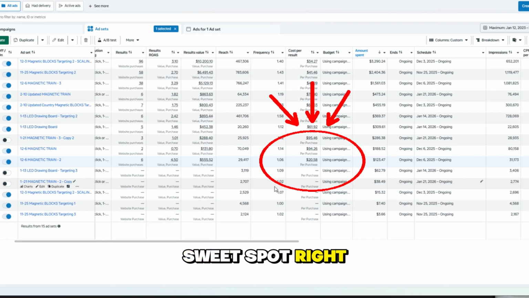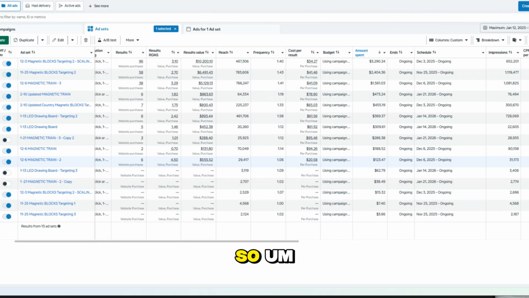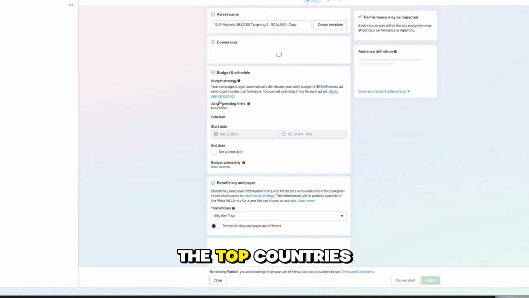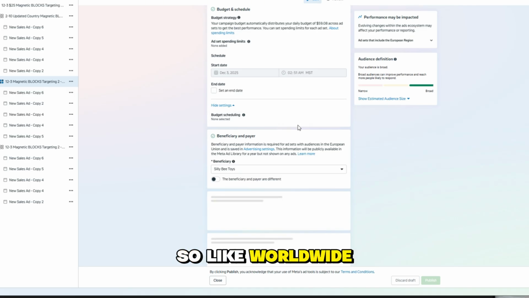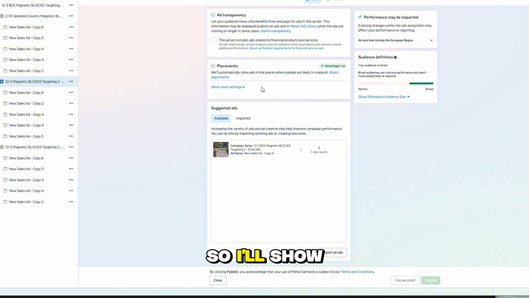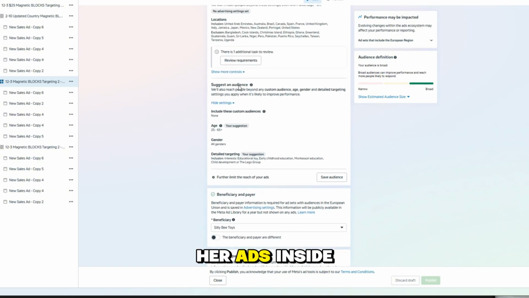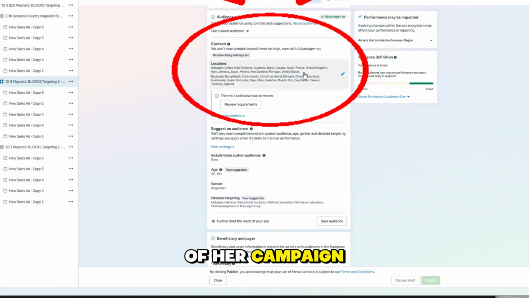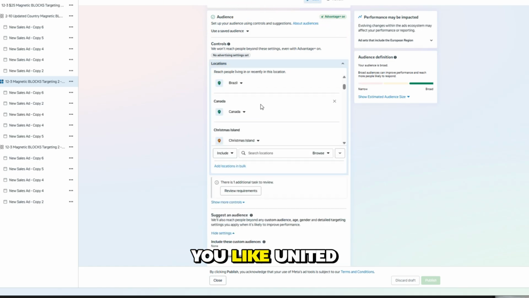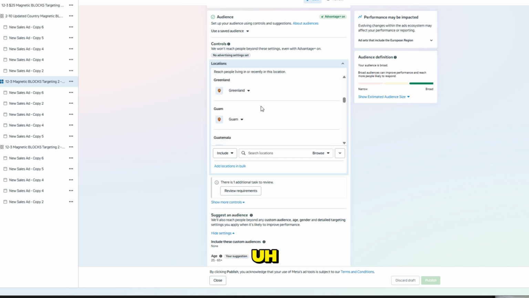That is a sweet spot right there. So we also started off her ad sets doing the top countries, you guys. So like worldwide, and we excluded a bunch of countries inside the ad sets here. So I'll show you guys how we started up her ads inside of her campaign. When we first started, you guys, we had a bunch of countries in here, like United States, Australia, we had Africa.